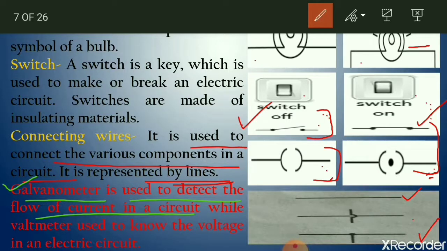And voltmeter is used to know the voltage, means the potential difference or voltage in any electric circuit. So this voltmeter in any electric circuit is represented as V.